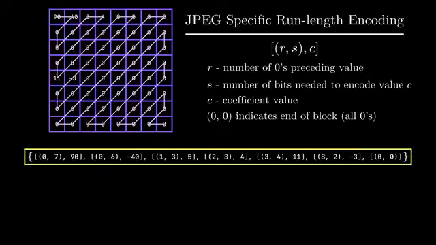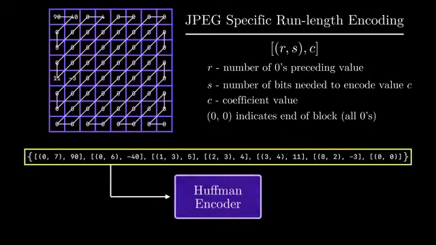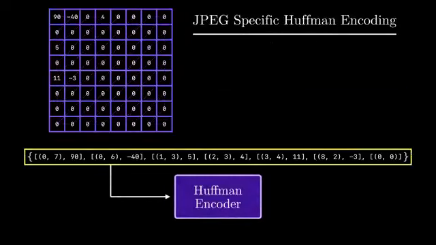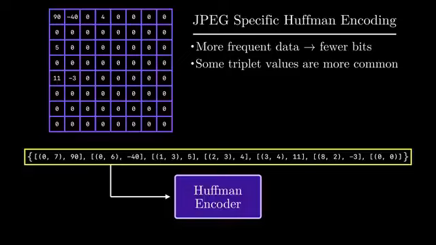This particular scheme works well with Huffman coding to further exploit redundancy. The big idea of Huffman codes is that more frequently used data can be encoded with fewer bits, and it turns out, especially with the nature of quantization, these triplets can be further compressed since some of these values will be more frequent than others.